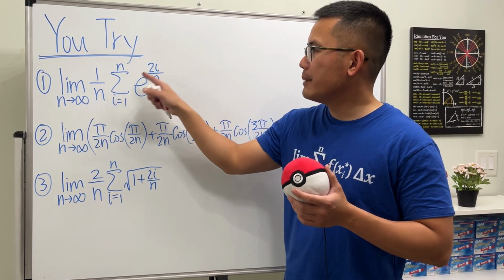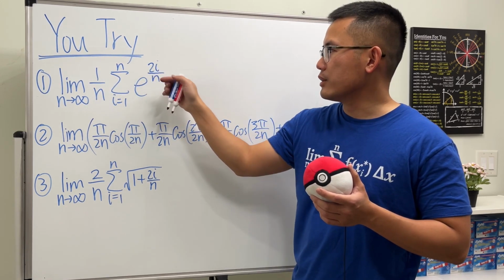By the way, there's no typo. I meant to put a 1 here, and then this right here is a 2, and then the i.